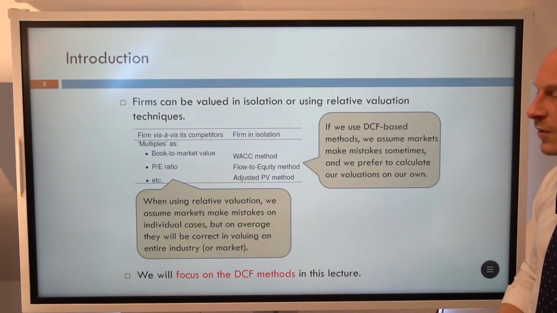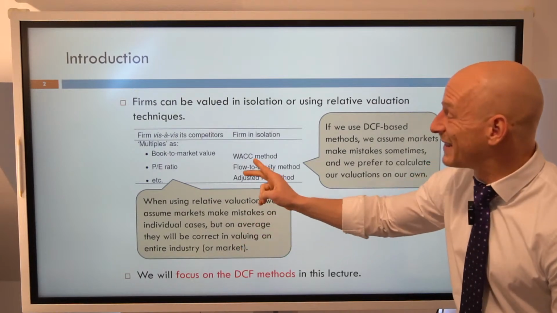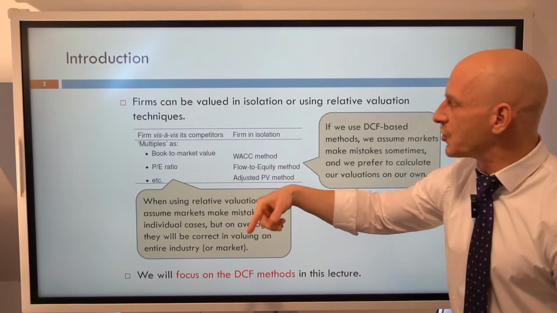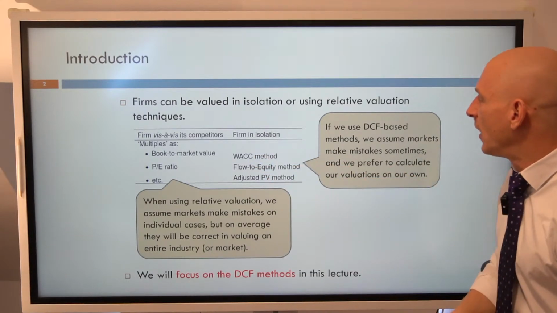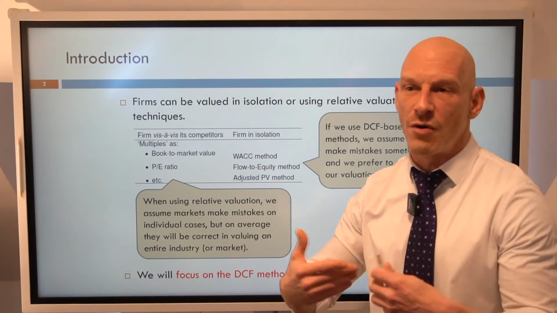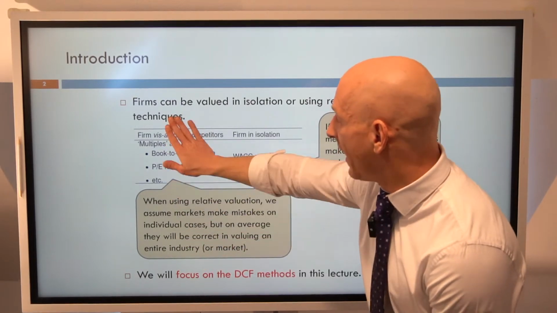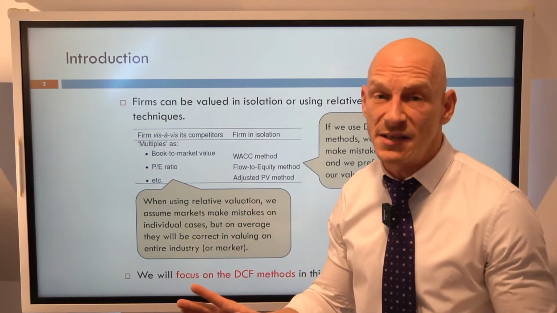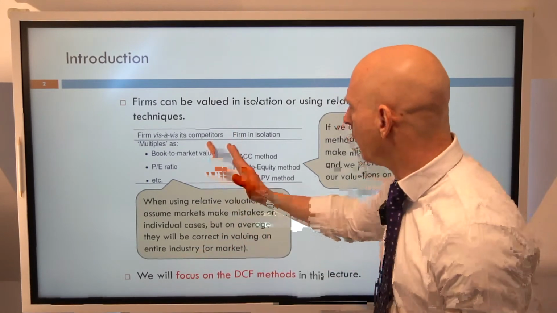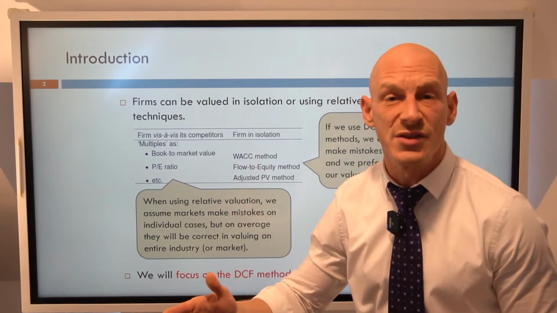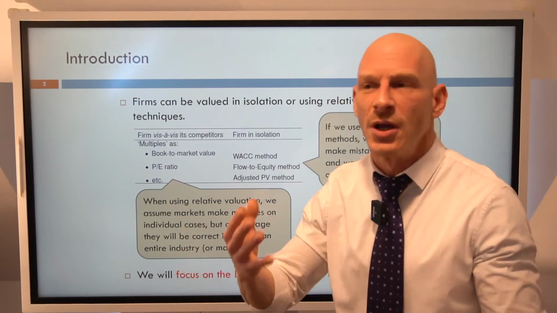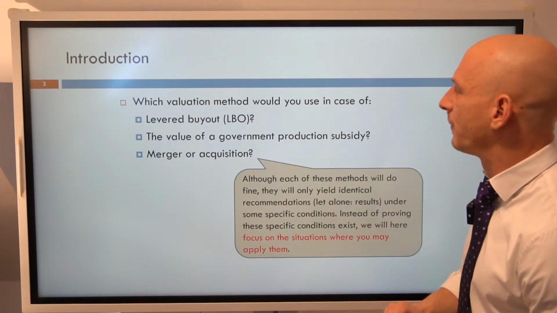Why would we use these methods? Why not only do relative valuation? Well, the assumptions underlying firm valuation in isolation are different. So when we use, for example, the WACC method, we assume that markets make mistakes sometimes. So we say we are not going to rely on the overall judgment of the market, of a whole industry, as in relative firm valuation. We say markets make mistakes and therefore I would rather do the valuation work myself. That is basically the core logic. In the real world, like I said, I would use both because we have more than one method, so there is no reason to not use them all. And then you probably get different outcomes, but if they all point in the same direction, you get a bit of an indication. All right.